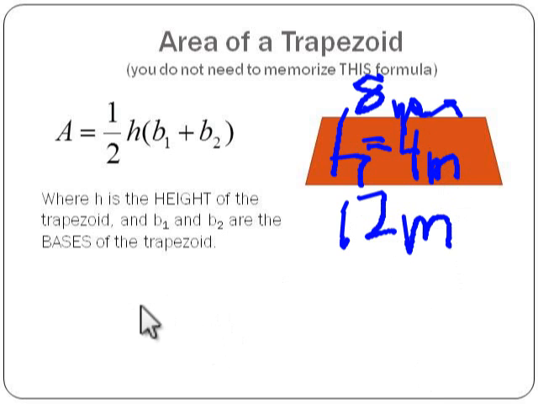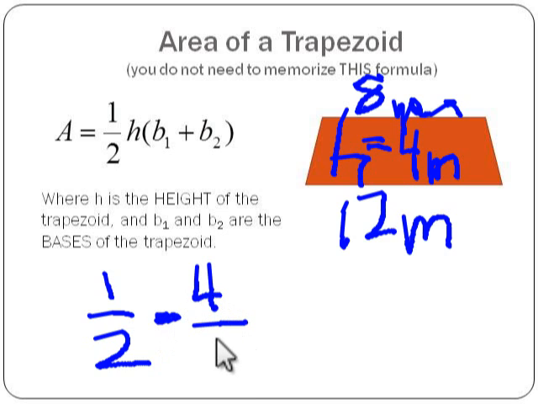Okay, so what this formula says you have to do is multiply 1/2 times the height, which we decided was 4. And since I'm multiplying by a fraction, I'm going to put it over 1. And then I'm going to add these two bases together. So 8 plus 12 is 20. And put that over 1.